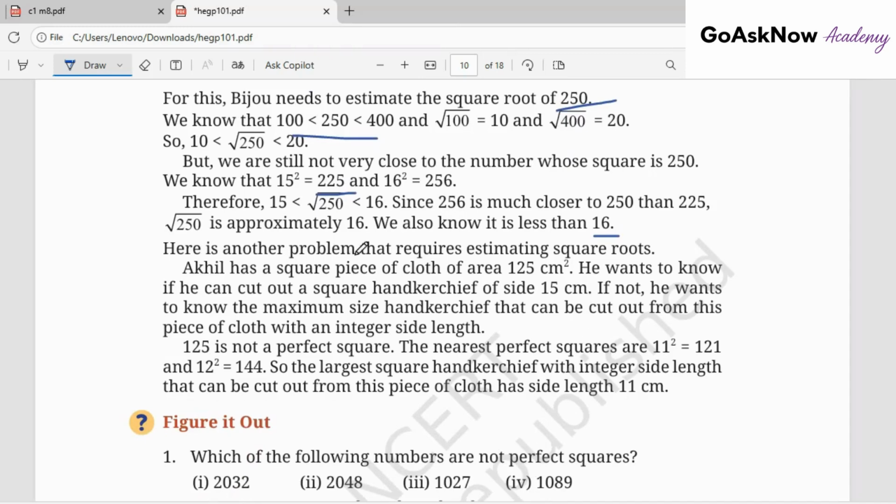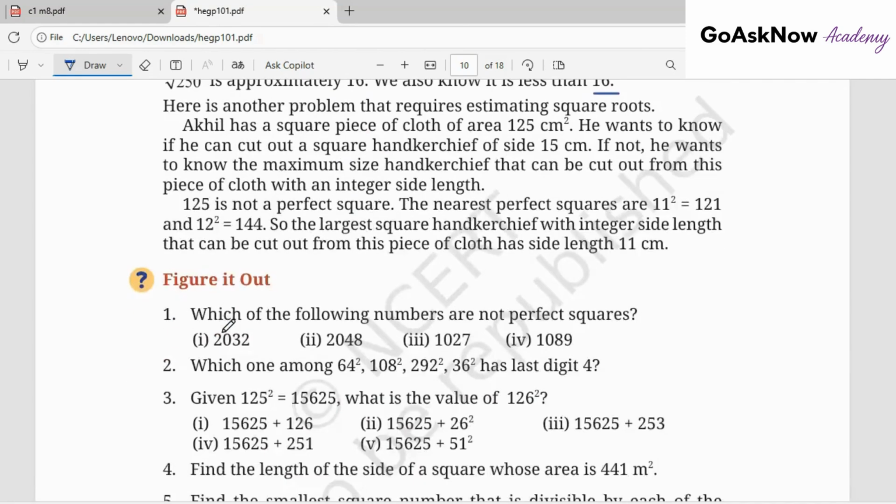Here is another problem that requires estimating square roots. Akhil has a square piece of cloth of area 125 centimeter squared. He wants to know if he can cut out a square handkerchief of size 15 centimeter. If not, he wants to know the maximum size handkerchief that can be cut from the piece of cloth with an integral side length.